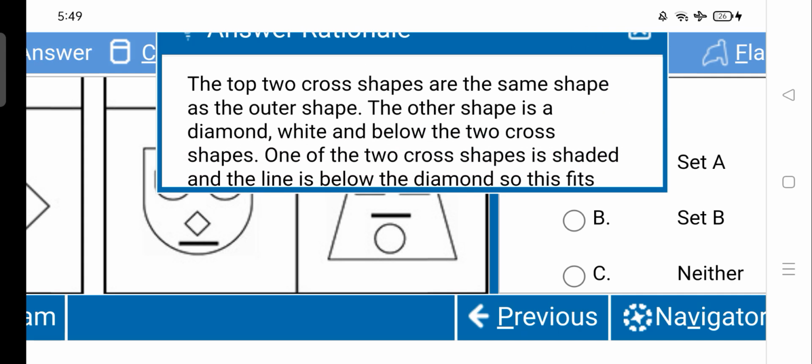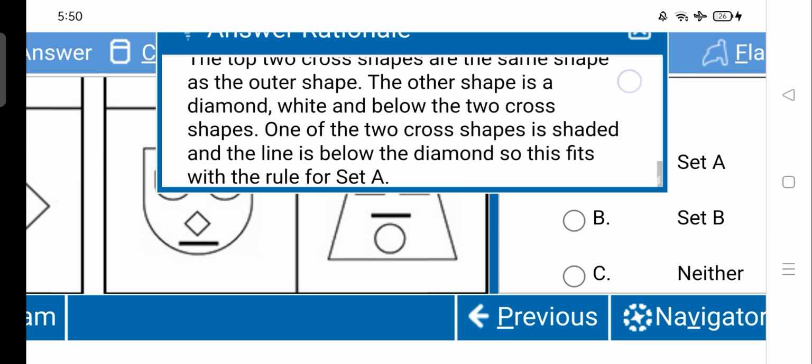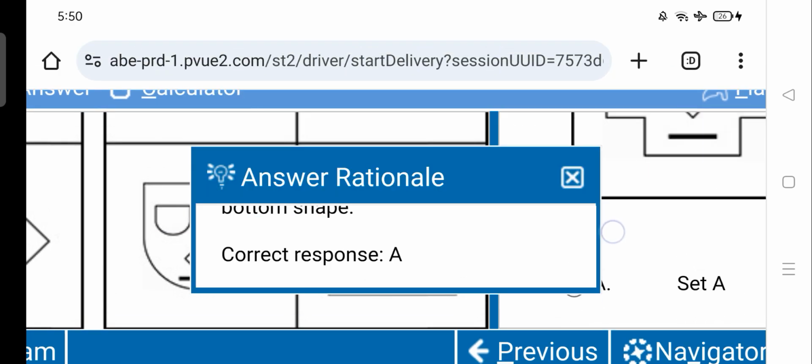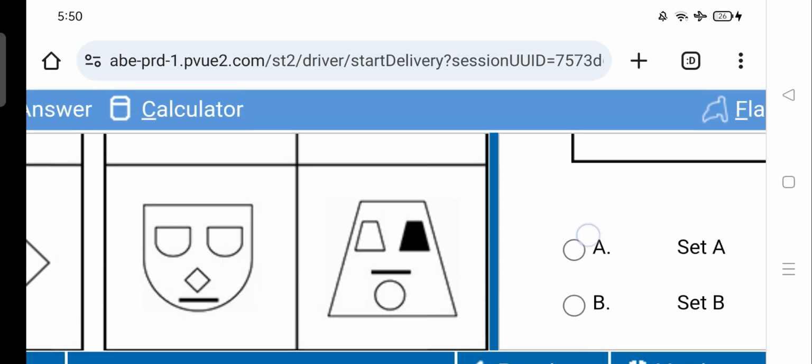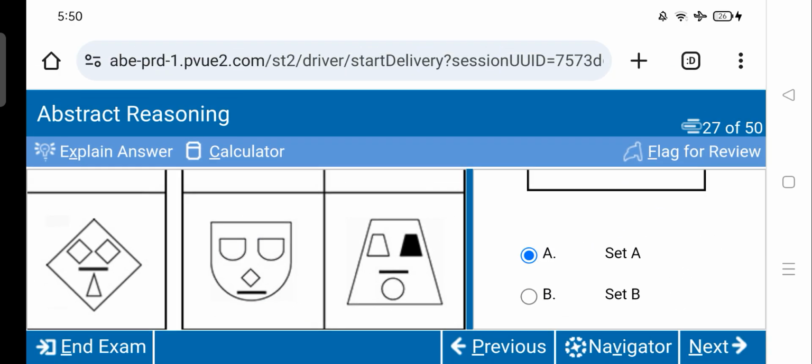So the top two cross shapes are the same shape as the outer shape. The other shape is a diamond, white, and below the two cross shapes. So one of the two cross shapes is shaded and the line is below the diamond. So this fits with the rule for set A. So correct response we have is option A for set A.